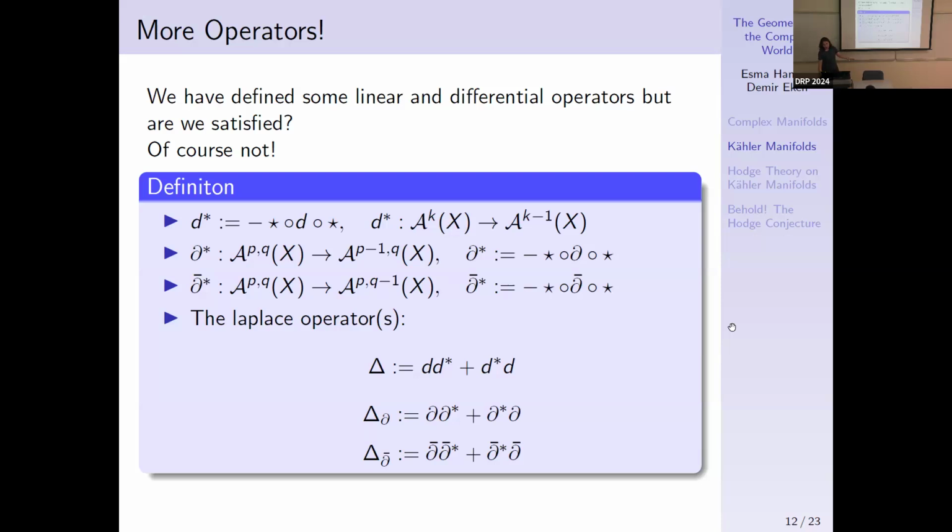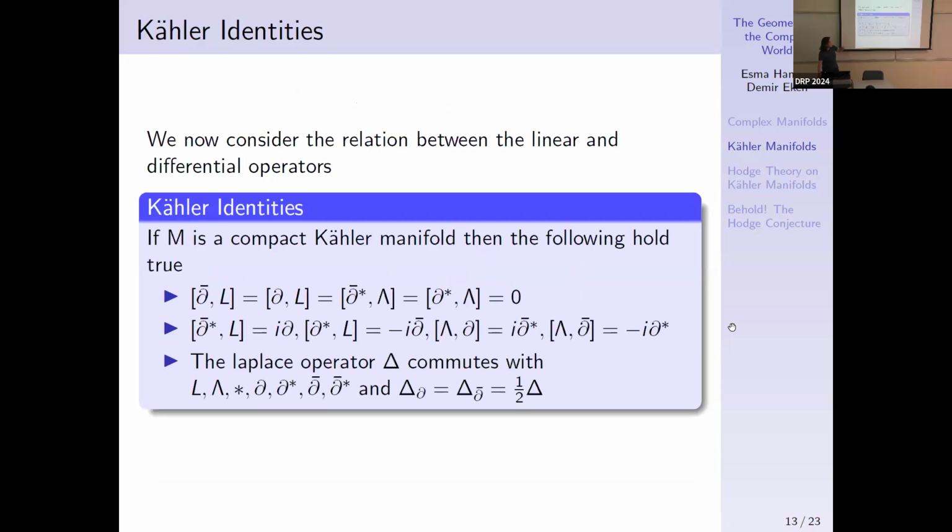Now we have a lot of operators, and we wonder how they behave. What is the relationship between them? So in Kähler manifolds, they behave especially well. The brackets here are just a commutator. If you know some group theory, if you take the bracket of g and h, it's just gh minus hg. So this being 0 means they commute. The Lefschetz operator commutes with del and del bar, and the dual Lefschetz commutes with del bar star and del star. And the nice thing is the Laplacian just commutes with everything.